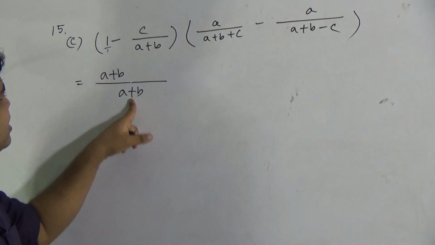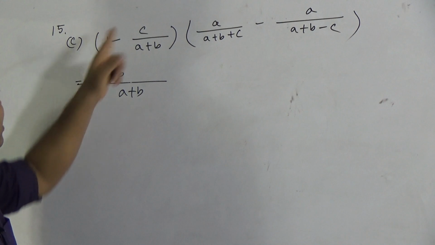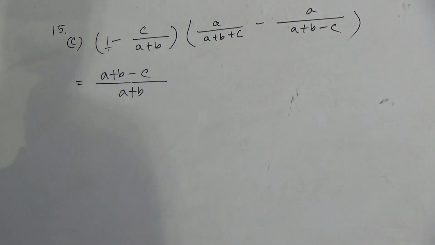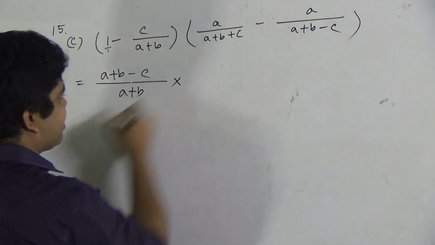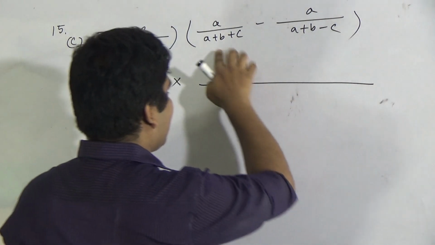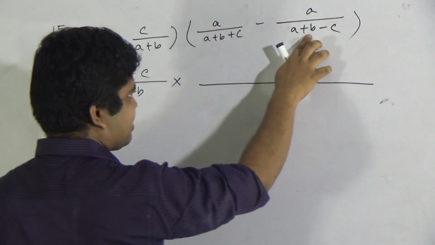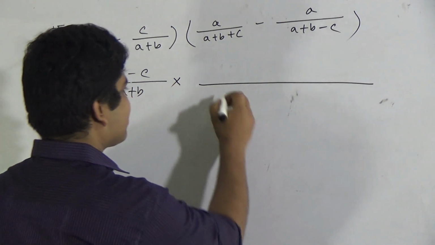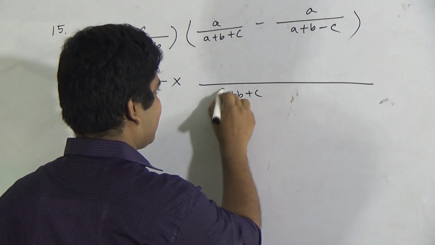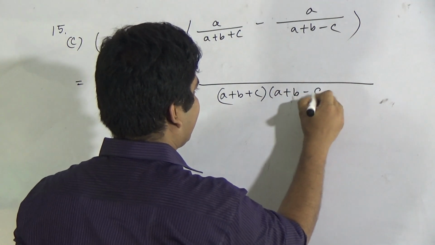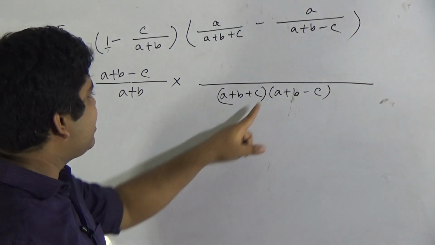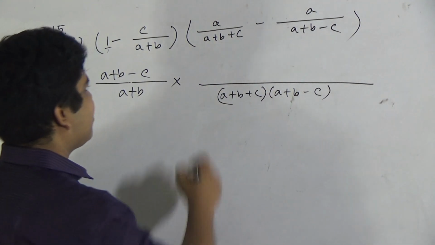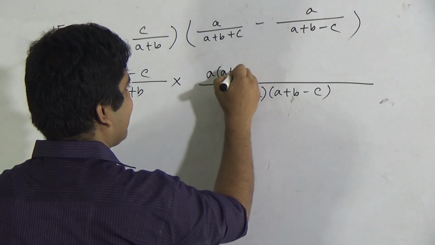We divide this A plus B by A plus B, we get 1. That 1 is multiplied with C. So it will be minus C. So this multiplication sign is here. After that, A plus B plus C and A plus B minus C, my dear students, both denominators' LCM is A plus B plus C into A plus B minus C. Okay. Now we divide this LCM by the denominator of the first fraction and we get A plus B minus C. Write it. A into A plus B minus C.